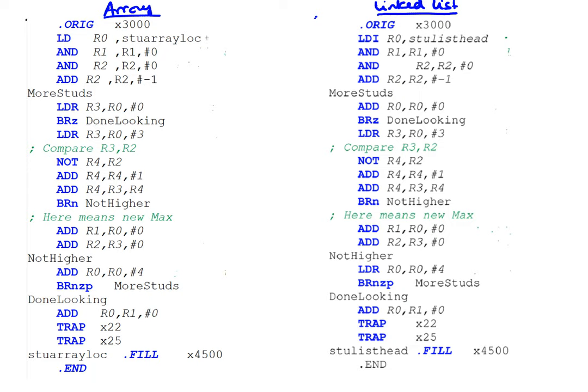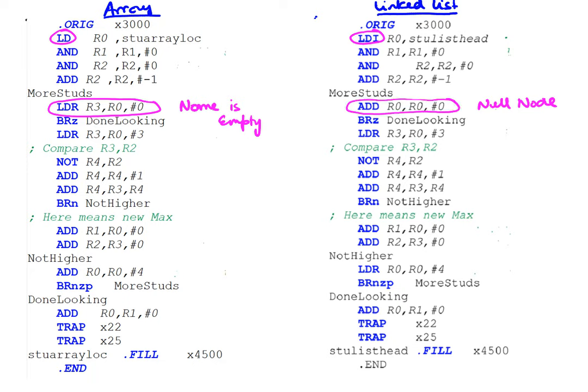First off, our LD here is now an LDI because we're getting not to this array location, but we have the head, and from the head we have to go to the actual list. So that's why we used an LDI. And here we are finding our null: the name being empty tells us that we have the end of our list. But here the fact that we are pointing to a null node is our empty list. So that instruction is different.